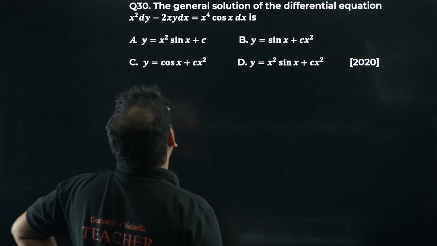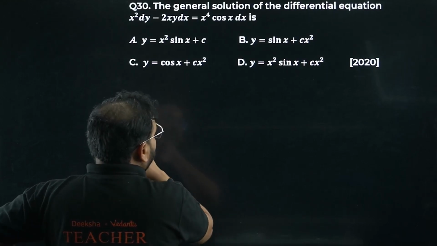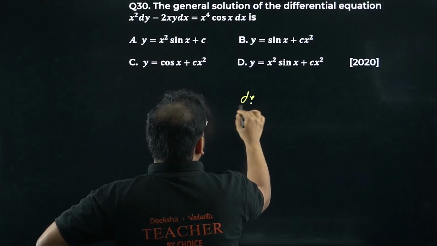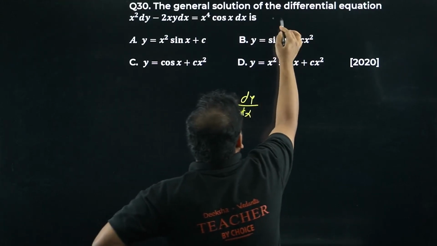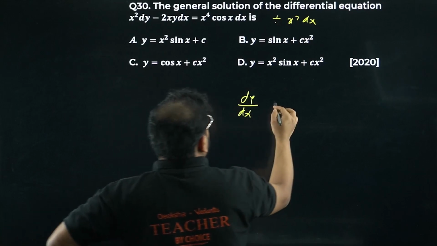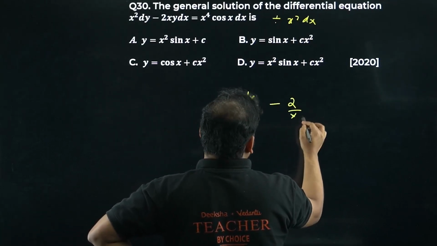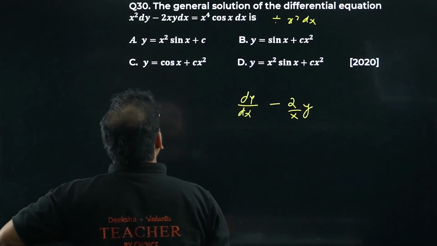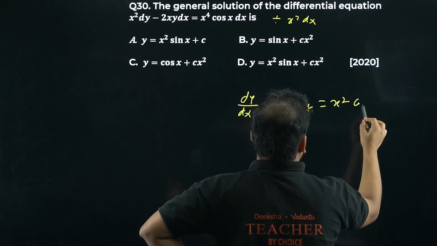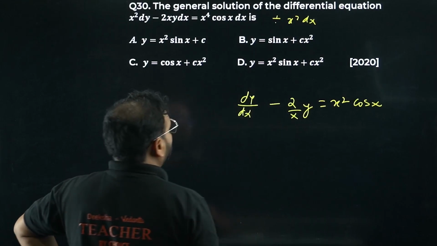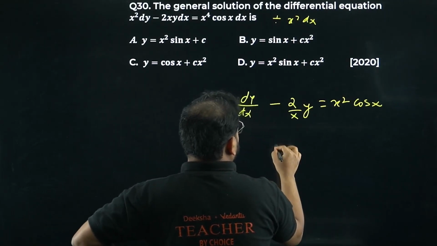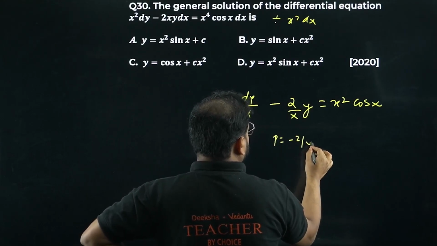Okay, how do you solve it? Let's do one thing. Divide by x square dx. What I get? I'm dividing everything by x square dx. So I get dy by dx, minus 2 upon x y, and I have here x square cos x on the right side. So I get p value as minus 2 by x actually.